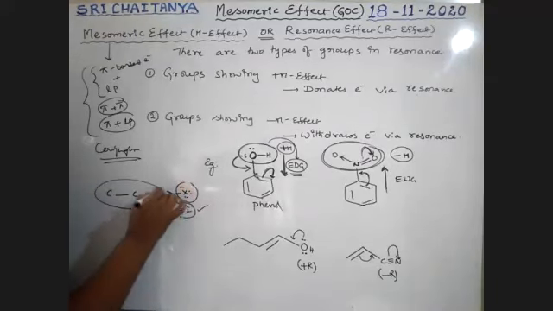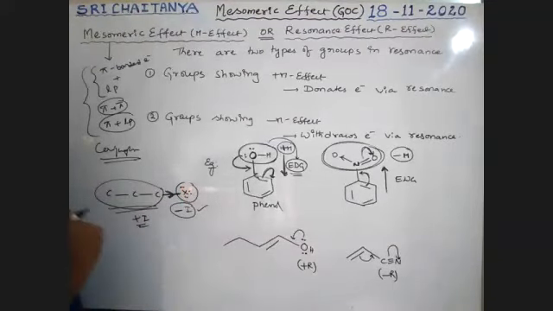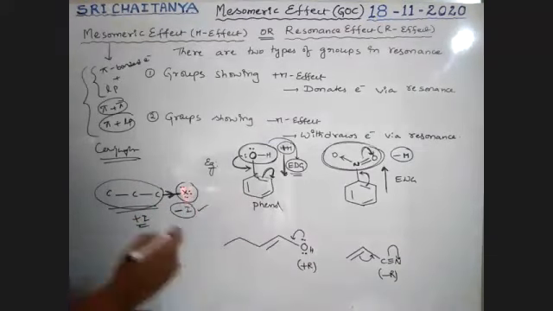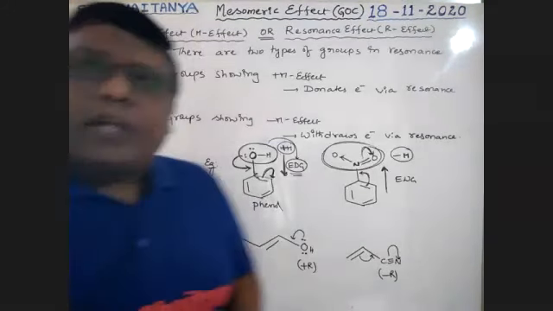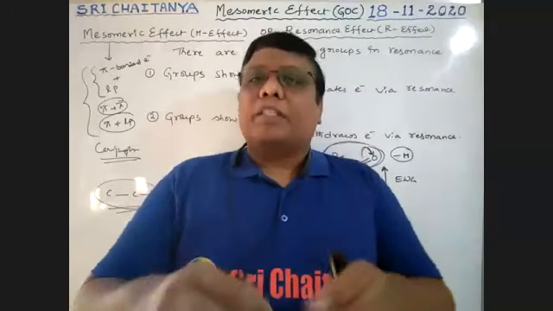But this group donates electrons. It is an electron donating group. That's why it is a plus I group. Electron density pushed towards this group, it is plus I. Electron donating group. The other is an electron withdrawing group. Therefore, electron withdrawing groups are minus groups. Electron donating groups are plus.